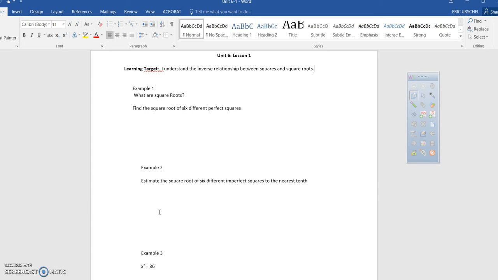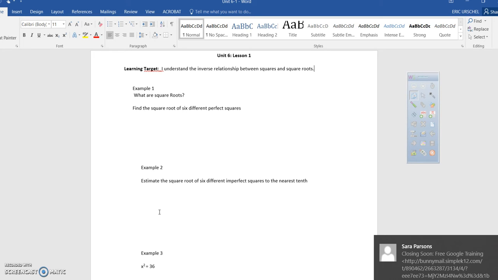Today we're looking at Unit 6, Lesson 1, which should be a review lesson for us, and hopefully we'll get through this pretty quick. Our learning target today is I understand the inverse. Remember, inverse is kind of like the opposite relationship between squares and square roots.